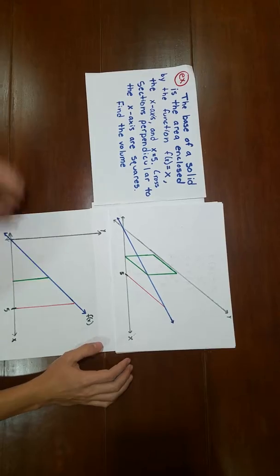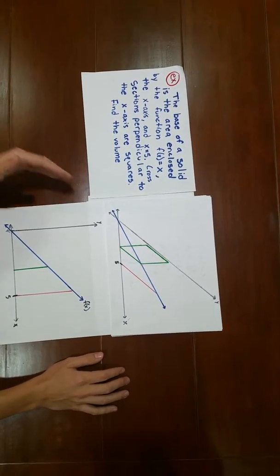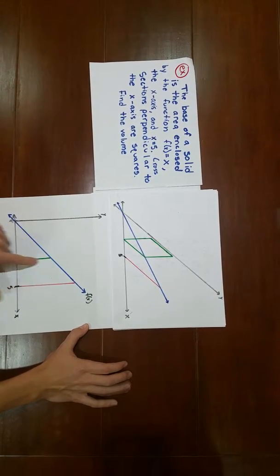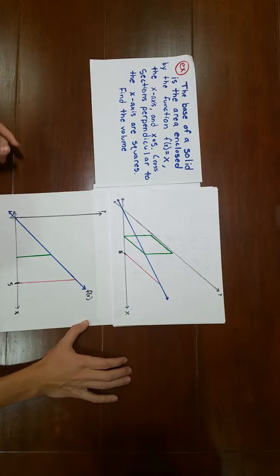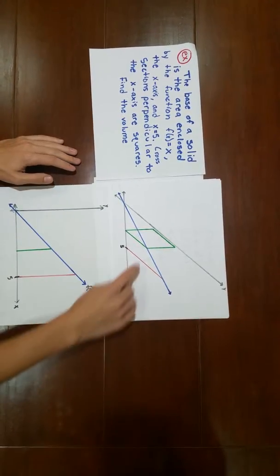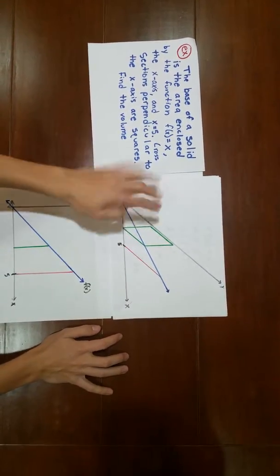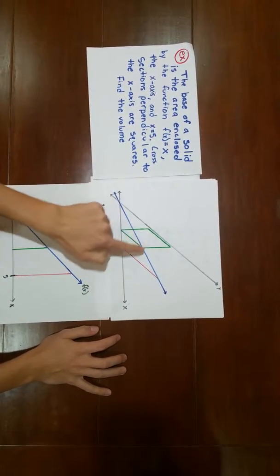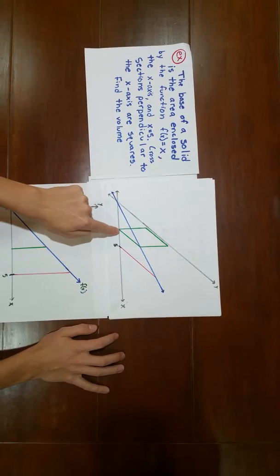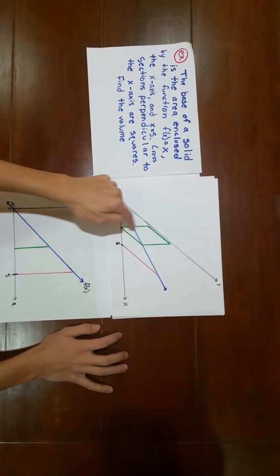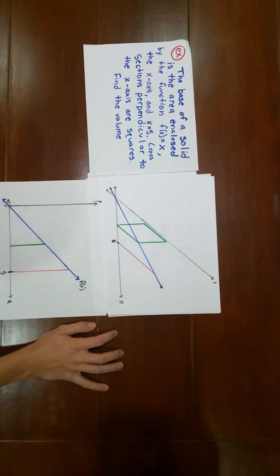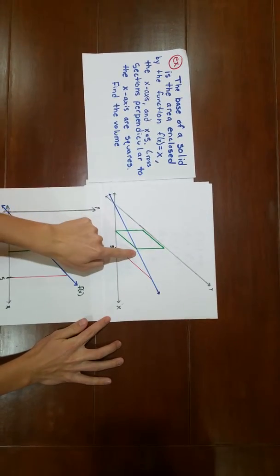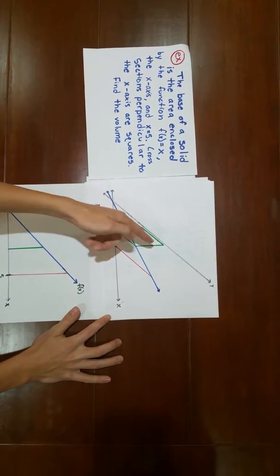So, we know that cross-sections are squares. So, the distance from f of x to the x-axis is this green line here. Now, that distance, by the very nature of a square, we know that all sides are equal. So, if the cross-section is a square, then the distance from f of x to the x-axis is also the height of the cross-section as well as the width.